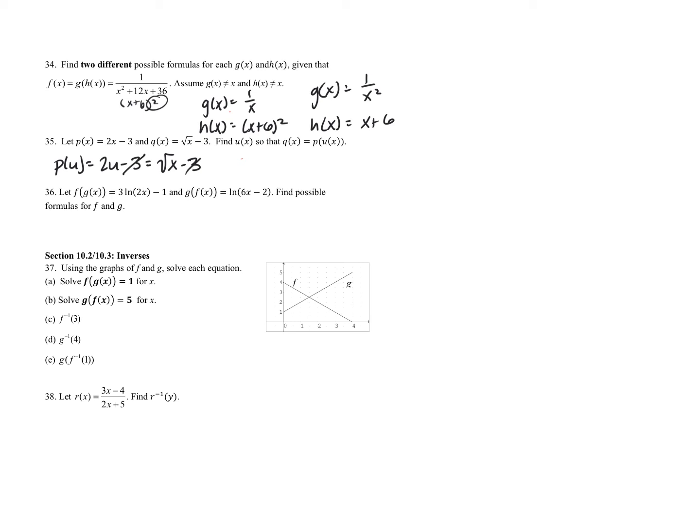Adding 3 to both sides gets rid of this. So we end up getting 2u of x is equal to the square root of x. So finally, our u of x is going to be 1/2 times our square root of x.